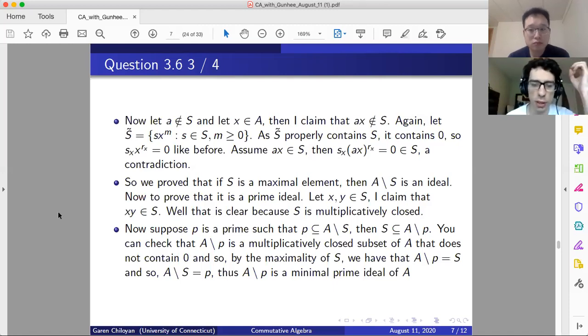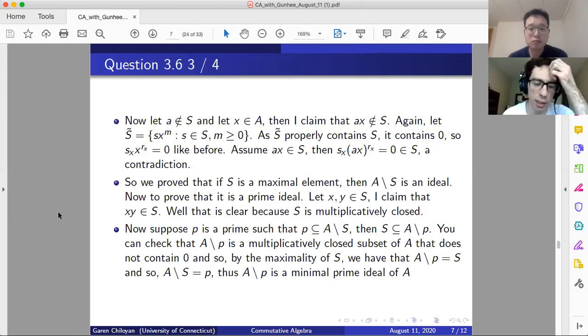So you can check that if A complement P is a multiplicatively closed subset of A that does not contain 0, then by the maximality of S, we must have A complement P is S, because A complement P is now an element of sigma. But because S is maximal, A complement P and S must be the same. So that means the complement of S has to be equal to P. And that's exactly what we had to prove.